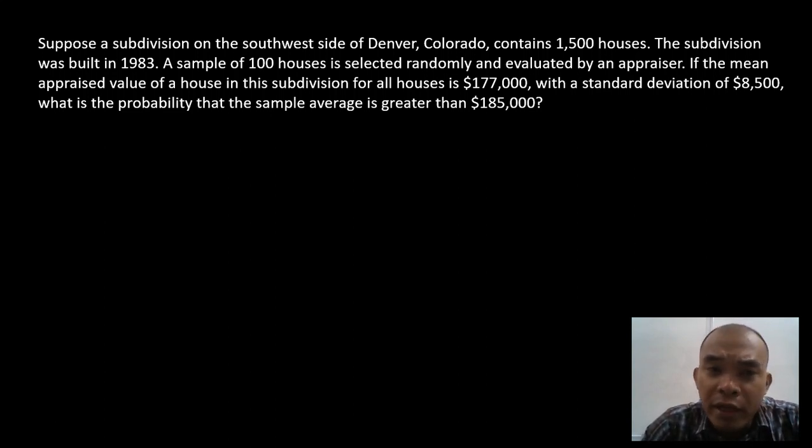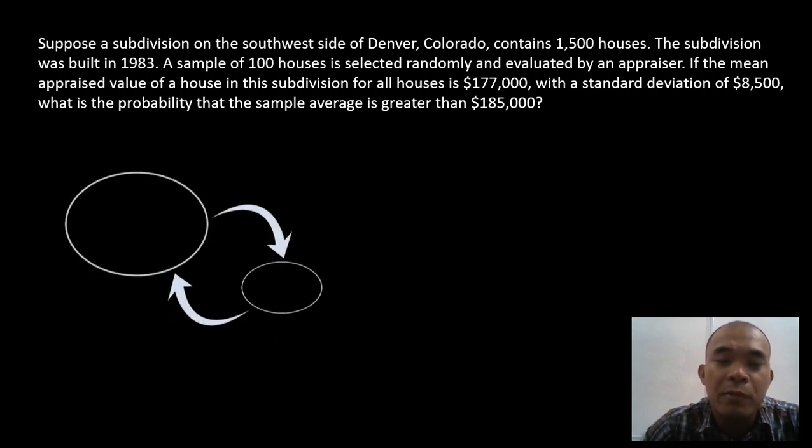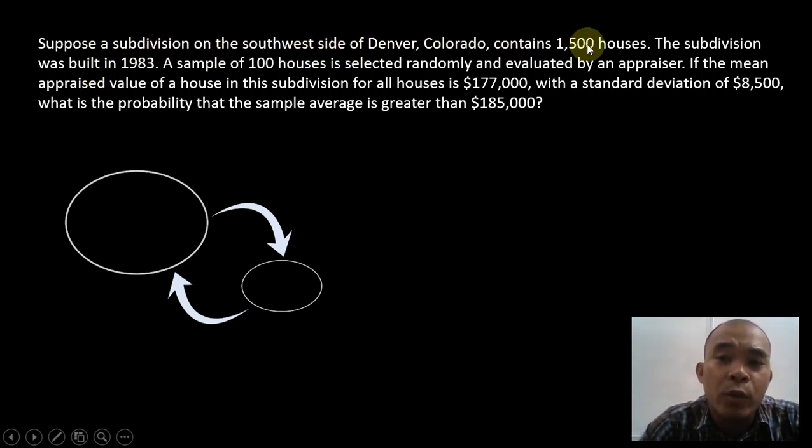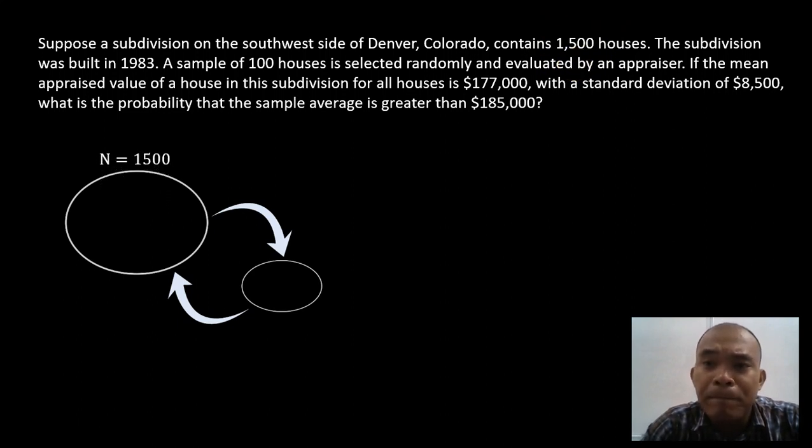Before you read the problem, we're going to draw the framework first. And every time we read a certain number, we're going to put it in our framework. So let's start reading now. Suppose a subdivision on the southwest side of Denver, Colorado contains 1,500 houses. This 1,500 houses is our, what is this? The population size. That is our population size.